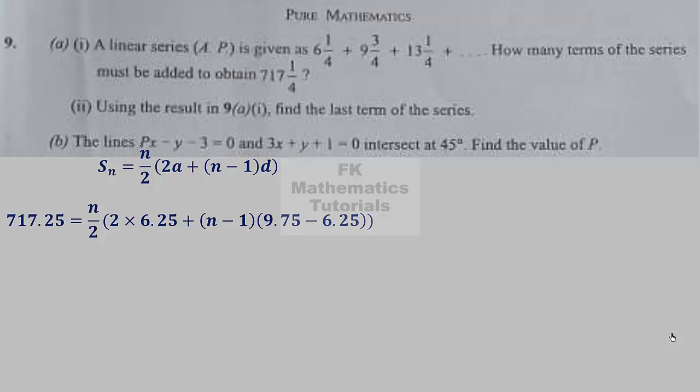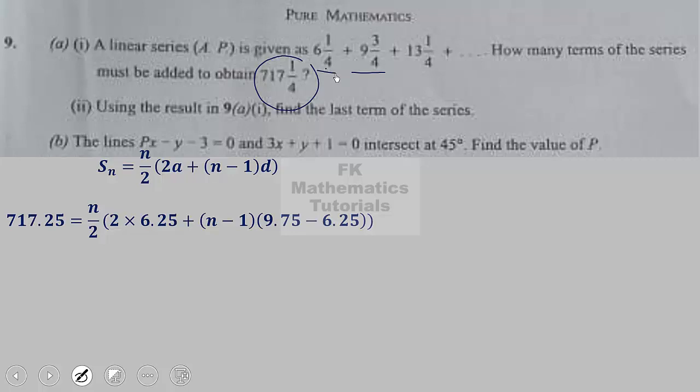So we substitute those values. We don't know the n, that is what we are looking for, but the sum of terms is giving us 707 whole number 1 over 4. Then the difference is the d, which can be found using any two consecutive terms. So this and this will give us the d.